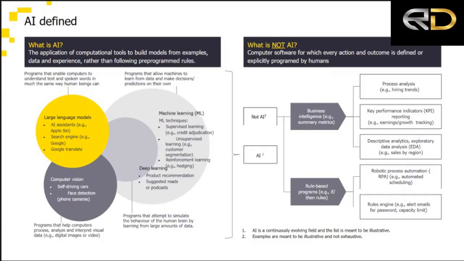In the beginning of the webinar, I just gave you examples of how AI is being used every day. But now in risk management, what exactly is artificial intelligence? Okay, so there is no consensus definition as yet on what exactly is the correct way to define AI. But for us, since we are mostly focused on managing the risk, to govern and to comply with regulations, the way that we view AI is basically the application of tools to build models from examples, data, experience, rather than following pre-programmed rules. That is basically what AI is.